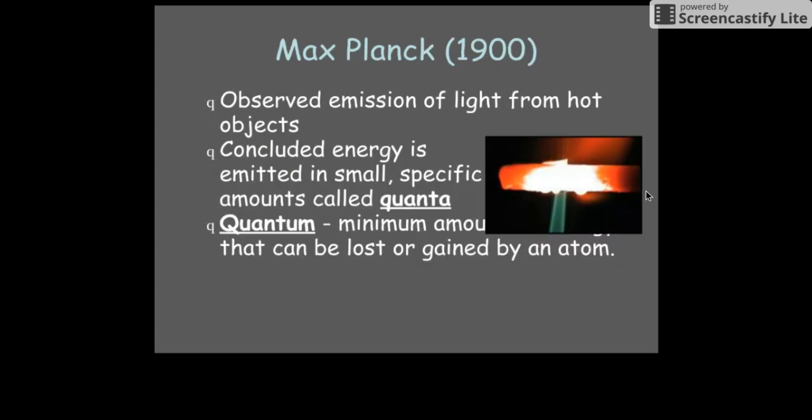Okay, Max Planck. He's the one who observed this emission of light from hot objects, and he decided to call that quanta. What that means is that energy can be emitted in very small, specific amounts. That's called quanta, and a quantum is the minimum amount of energy that can be lost or gained by an atom. We're going to get into quantum energy here shortly.